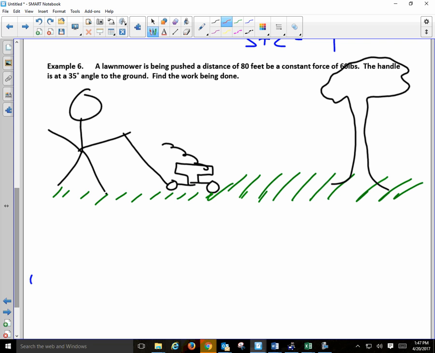All right. It says that it's being pushed with a constant force of 60 pounds. And we always assume that this is on the handle. What is the angle formed against the ground? 35 degrees. So we have a vertical component and we have a horizontal component. What is the total distance that it travels?